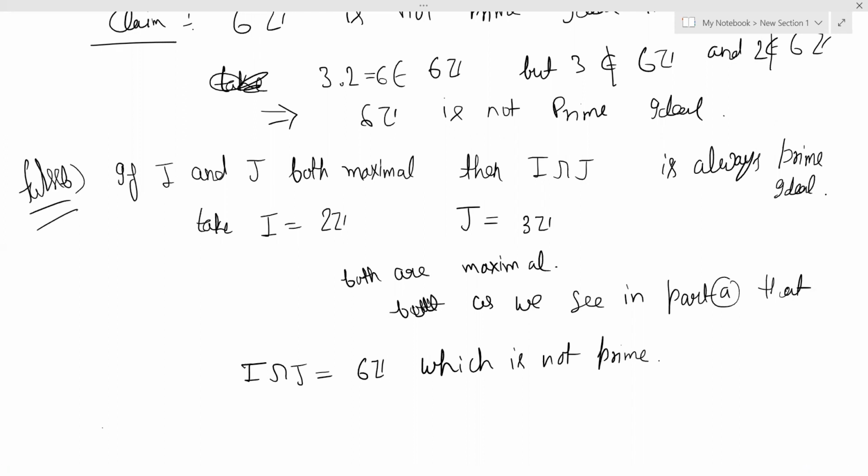C part. Now, phi mapping R1 to R2 is a ring homomorphism. If I is a prime ideal of R2, then phi inverse of I is a prime ideal of R1.